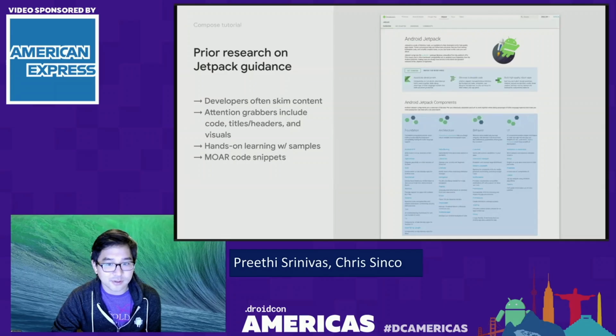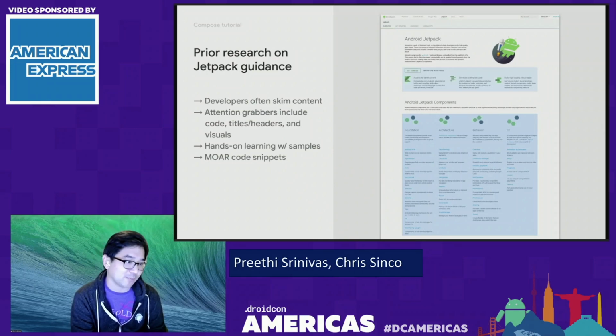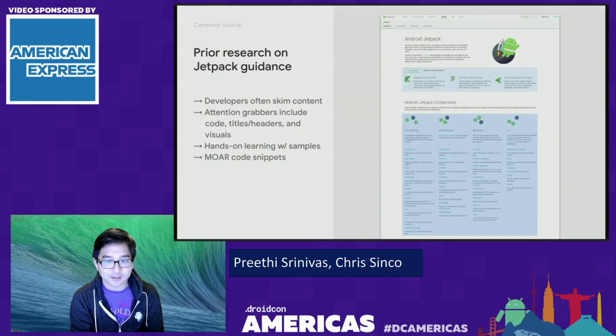Next. So before we jumped into the design, we had drawn upon previous research that we had done on some of the other Jetpack pages on developer.android.com. What we found in previous research was, often developers will skim content because they're trying to find things quickly. Attention grabbers are often code snippets, clear titles and headers that say words like getting started or about, but also just visuals, of course, that draw people's eyes.